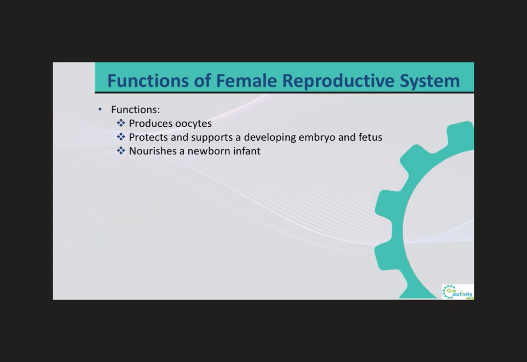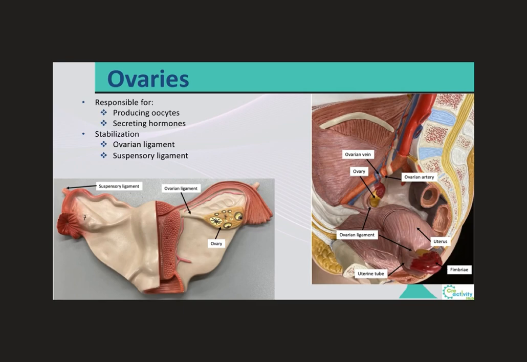With regards to the main functions of the female reproductive system, they will produce the oocyte in the ovaries, which we talked about in the previous slide. They will protect and support the developing embryo and fetus, which is important, and they will also nourish the newborn infant after it's born. Let's get started with the ovaries, which are these small paired organs that are located near the lateral walls of the pelvic cavity.